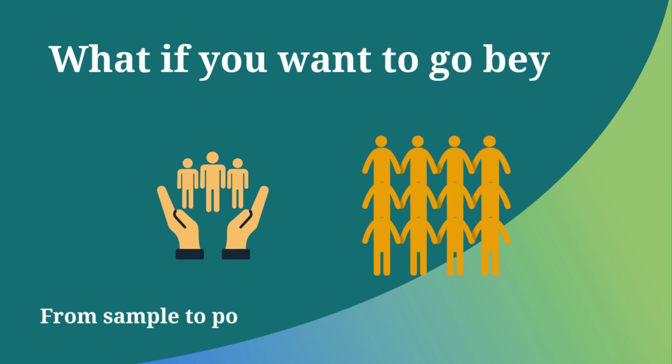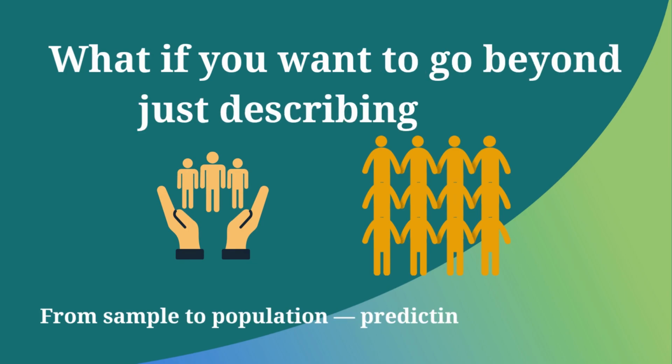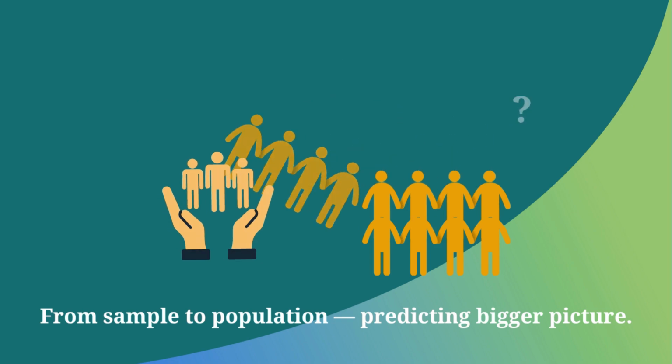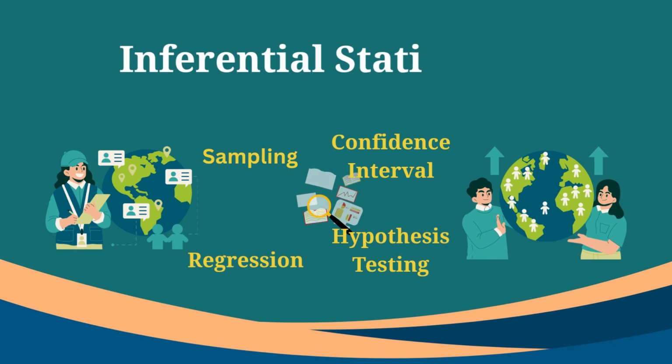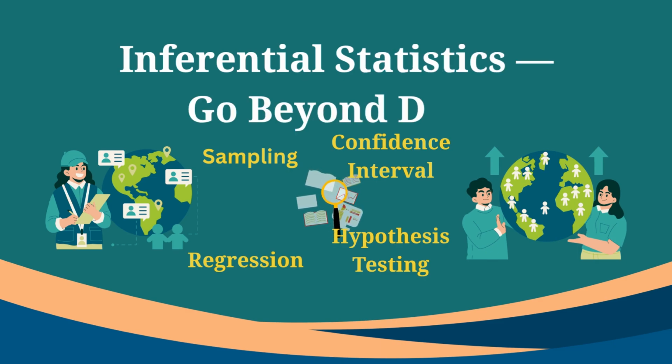So what if you want to go beyond just describing data and start making predictions or drawing conclusions about a larger group? That's where inferential statistics comes in. Inferential statistics takes analysis one step further. It uses data from a sample to make generalizations or predictions about a larger population. In other words, instead of studying everyone, we study a smaller representative group and use probability to estimate what's true for the whole. This is where concepts like sampling, hypothesis testing, confidence intervals, correlation and regression come into play.